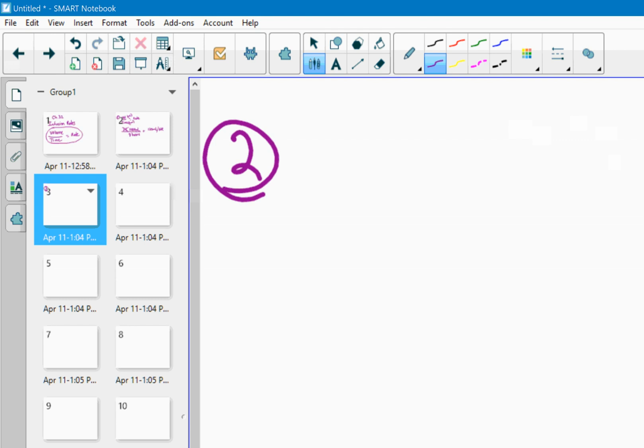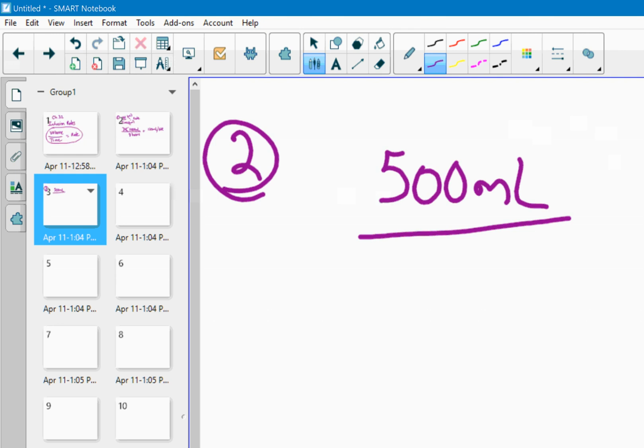Number two, if a 500 milliliter bag of 0.9% sodium chloride injection is run over 8 hours, what is the rate of infusion? Again, this is volume first, so it would be 500 milliliters over your time, and it's going to be 8 hours. So 500 divided by 8 comes to 62.5 milliliters per hour.